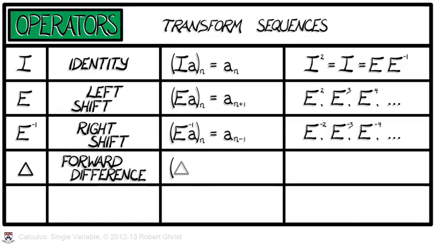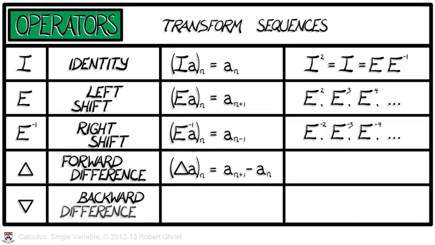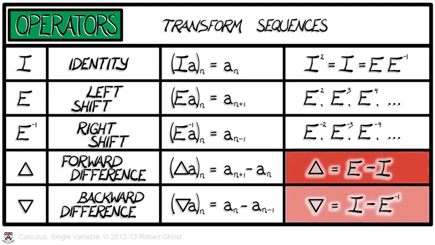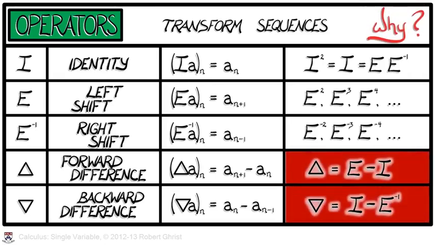A few other operators that we've seen are the forward difference and the backward difference. We can write each of these in the language that we've already built. The forward difference, delta, is E minus I. The backward difference is I minus E inverse. You'll want to have these two formulae memorized. But why are they important?